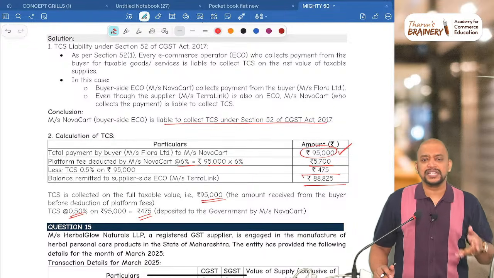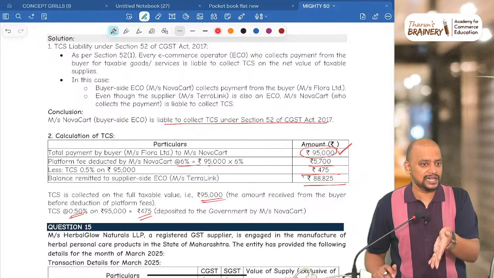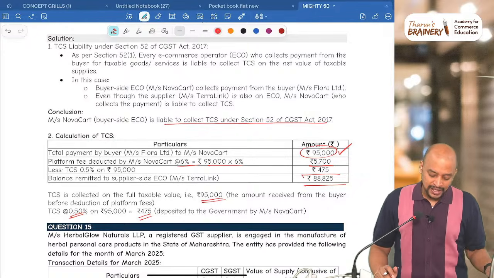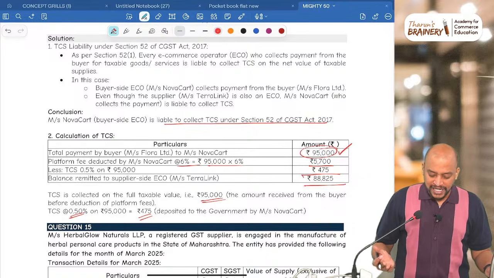They have not given GST. If GST is given, you just take the GST separately, that also to be remitted. Okay. This is with respect to how the money will be remitted.